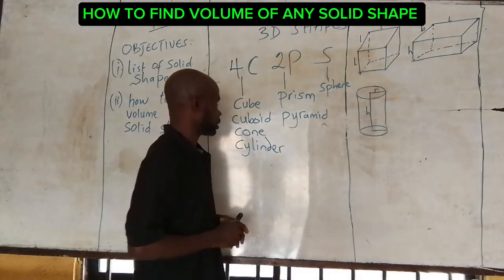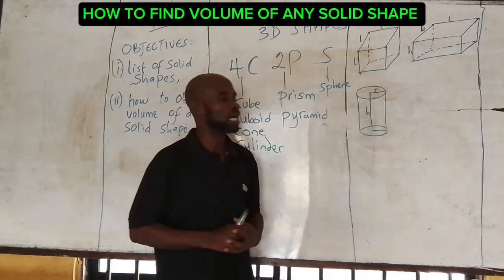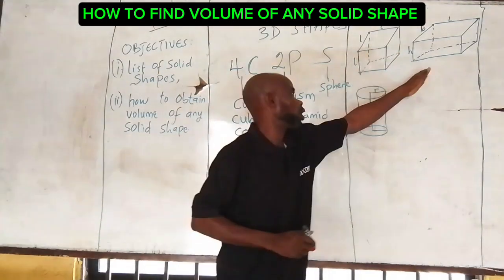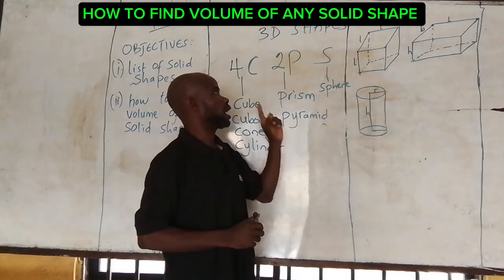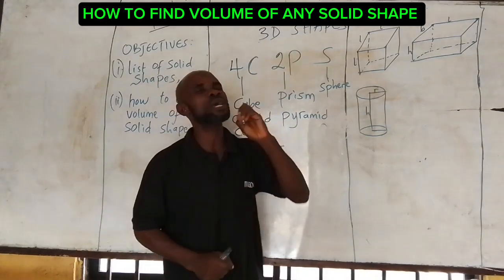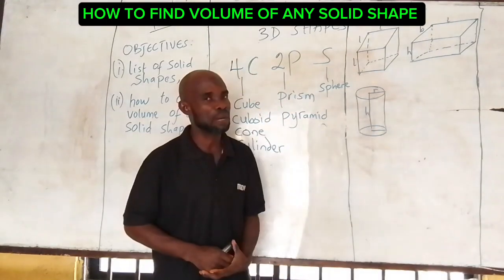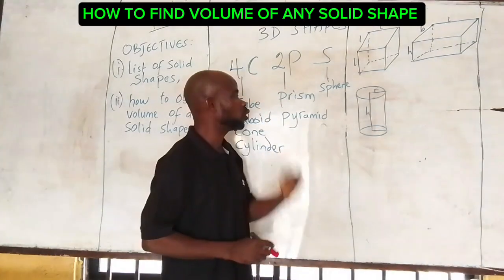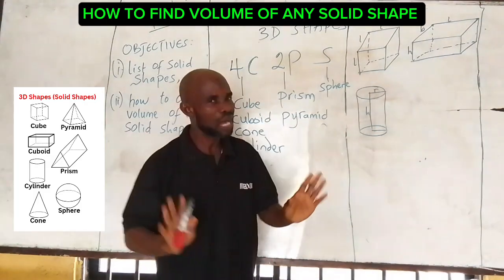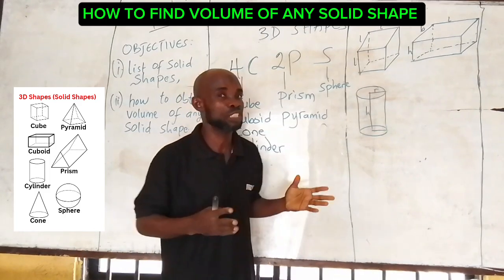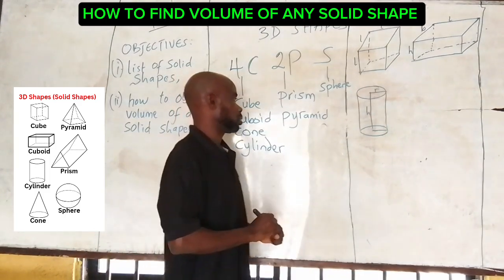Now let's look at it. Here I have at least three members that are popular here: the cube, the cuboid, the cylinder. Why? I want to quickly look at how we can get the volume of any solid shape. I'll use these three as an example. How we can get the volume of any solid shape without cramming it. You don't need to cram the formula of any of these geometric shapes.